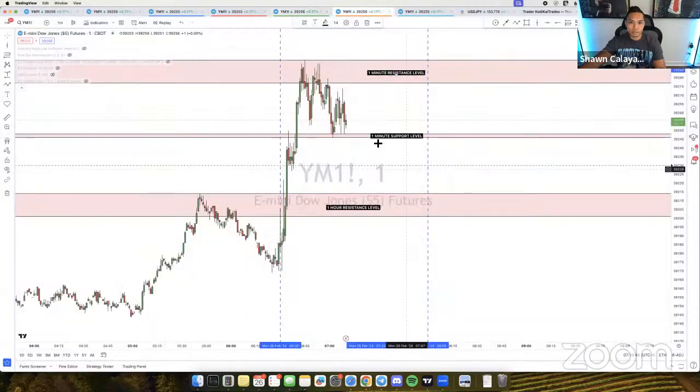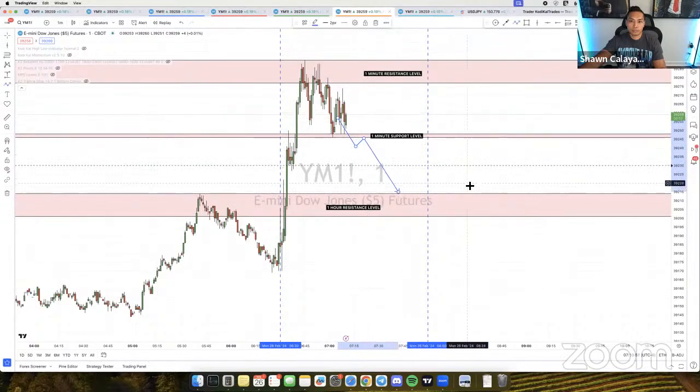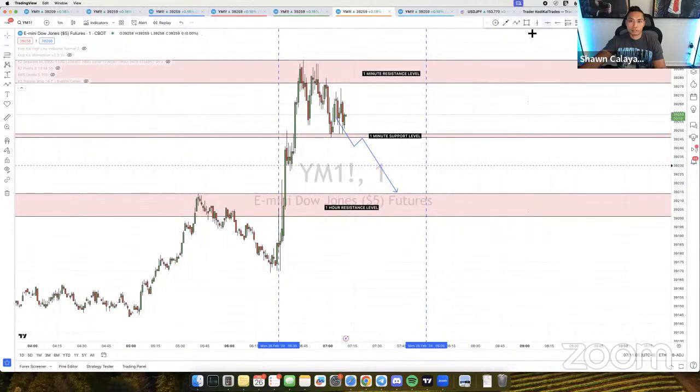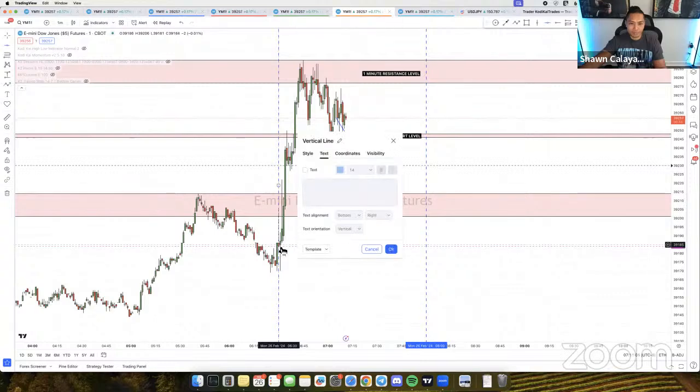Yeah, I mean, realistically, price is ranging right here. You can see from the resistance and the support. I already drew up the support and resistance. So I'm hoping price will break past this support level, because if it does, it's likely to come back down further. Hopefully back to open, if that could be the case here.